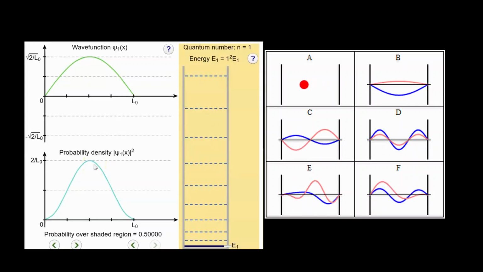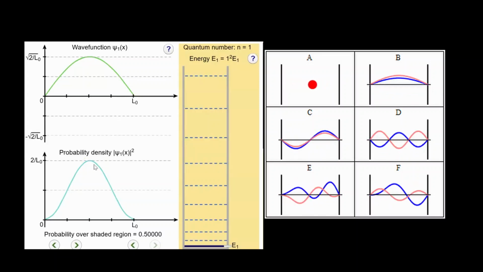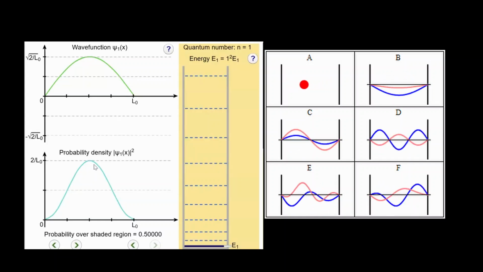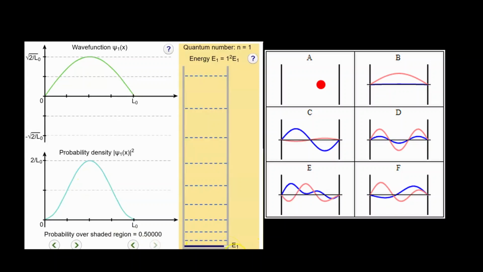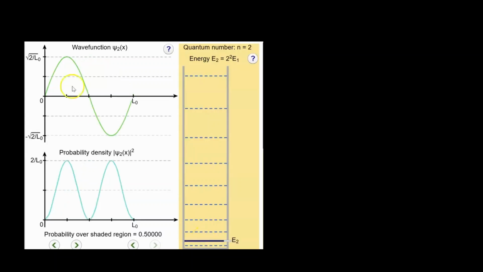A key concept in quantum mechanics is the quantum jump, where an electron absorbs a photon and transitions to a higher energy level. E1 is the ground state energy. This is the lowest energy of the system. This is the wave function for the ground state energy. The next allowed energy state is E2. E2 takes on this pattern.